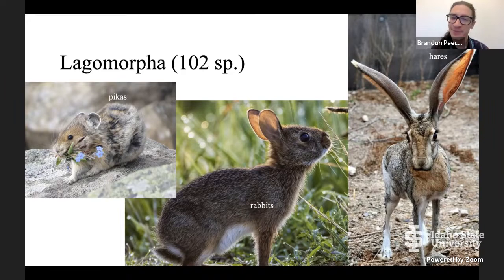Yeah, definitely around here we've got jackrabbits and rabbits and pikas. So lagomorphs are familiar faces. The ears, of course, are one of their big adaptations for looking out for predators, because they are very edible rabbits.